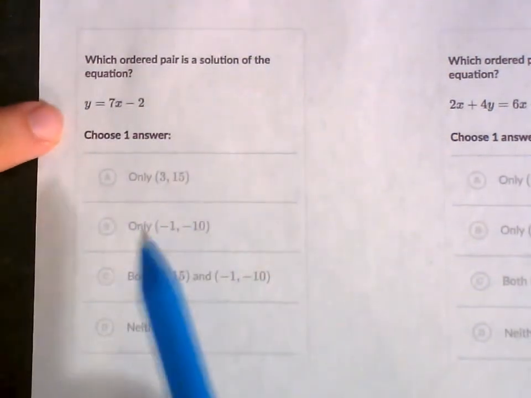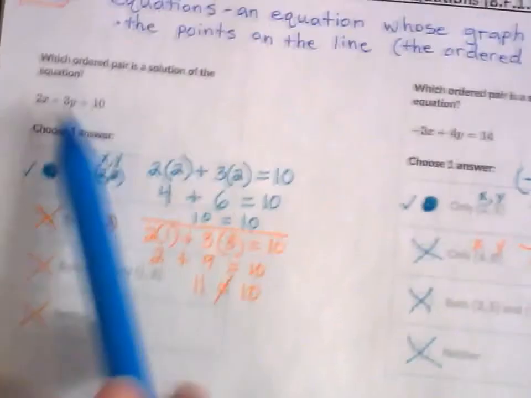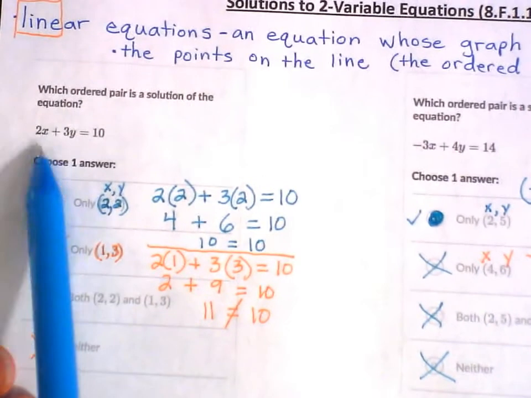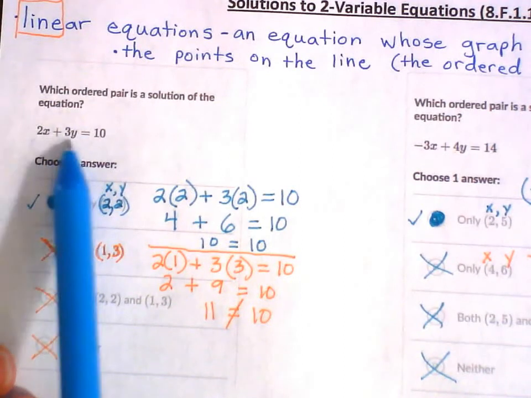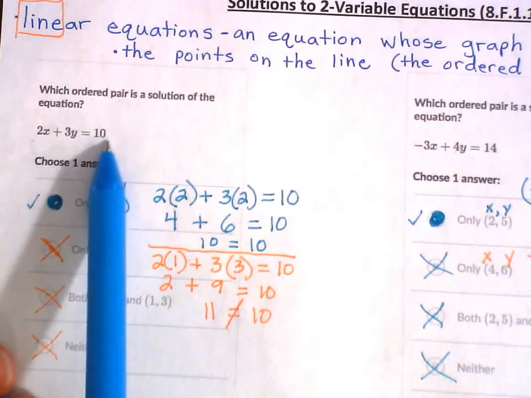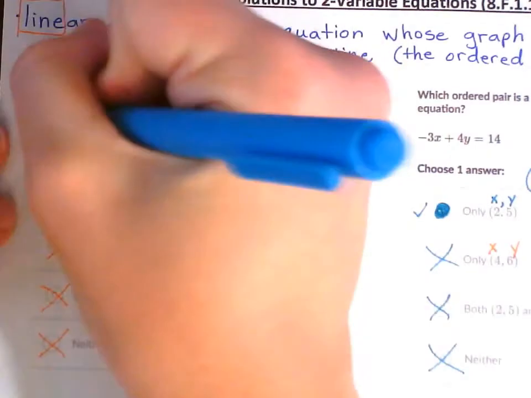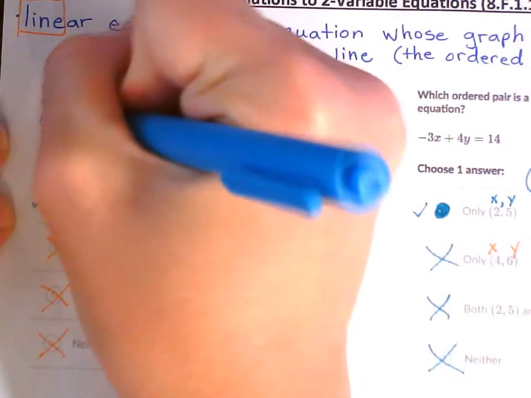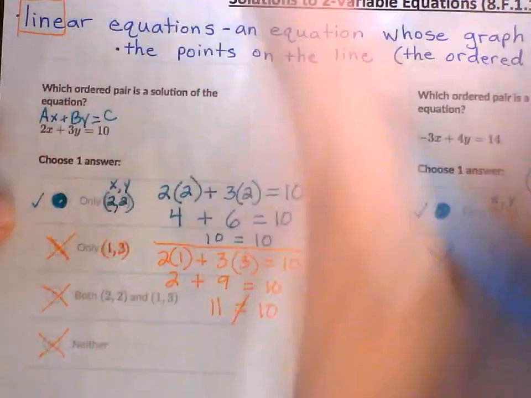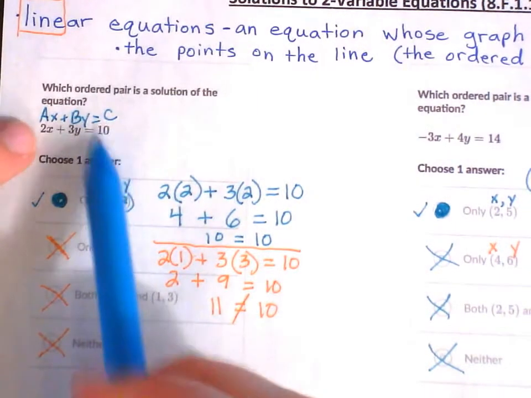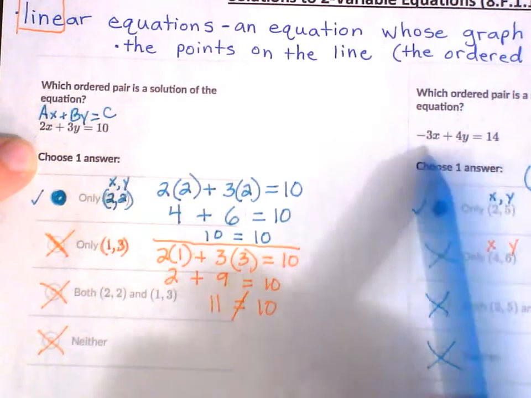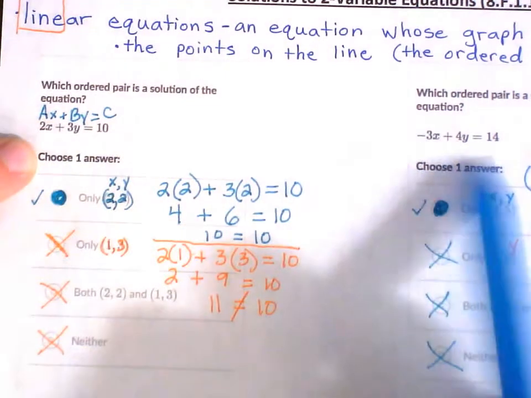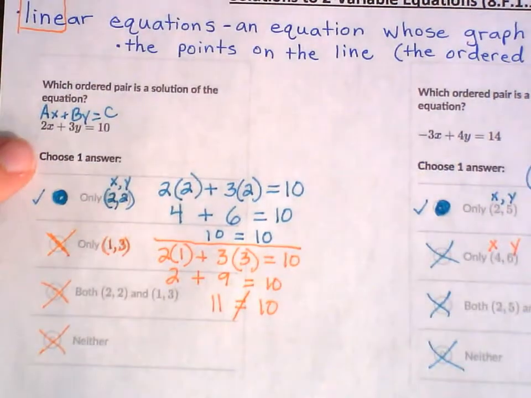Okay, so now they're changing up our form. If you remember, you don't know this in standard yet, but when it's ax plus by equals c, some number times x plus some number times y equals c, where a, b, and c are numbers that you plug in, this is standard form. You're going to learn about standard form next year a lot and how to graph it.